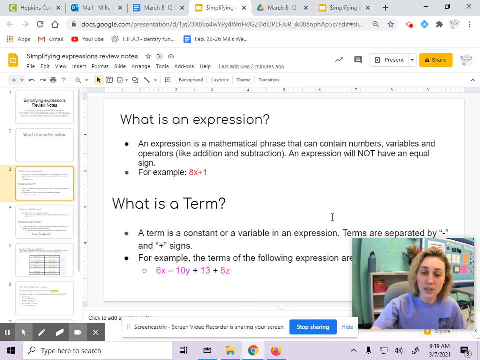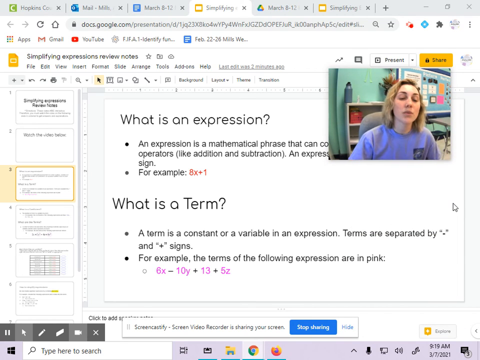So then, next question is, what's a term? A term is a constant or variable in an expression. Terms are separated by the subtraction and addition signs. So I gave you another example of an expression, and I highlighted in pink what the terms were in that expression. The terms in this example expression were 6x, 10y, 13, and 5z. So all of the numbers and variables in between the operators, which are the addition and subtraction signs, are going to be your terms.